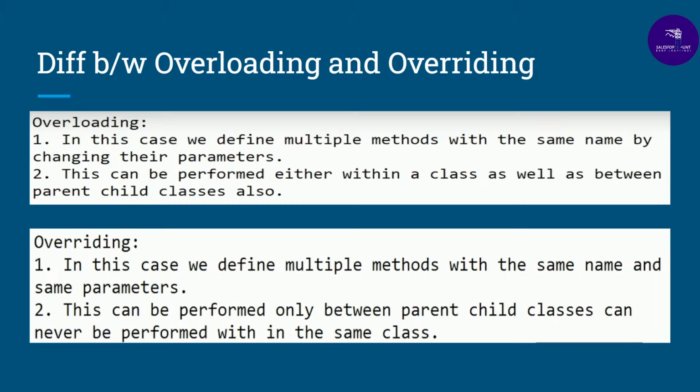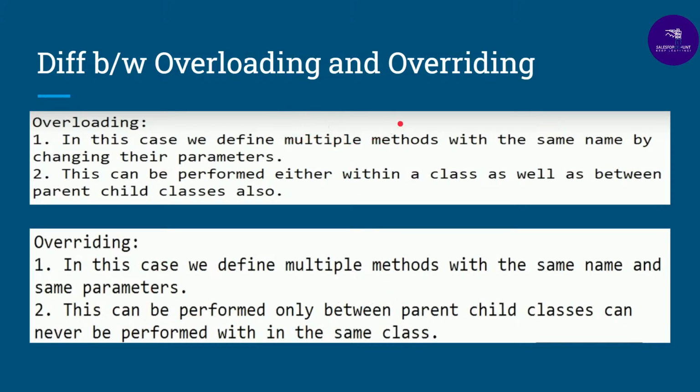And second, this can be performed either within the class as well as in a parent class. So these are the two differences we can say under method overloading and overriding. Now, overriding: here you can see that in this case we define multiple methods with the same name and same parameters, right? This can be performed only by parent-child classes, can never be performed in the same class. It's only performed by using parent-child classes, not the same class.